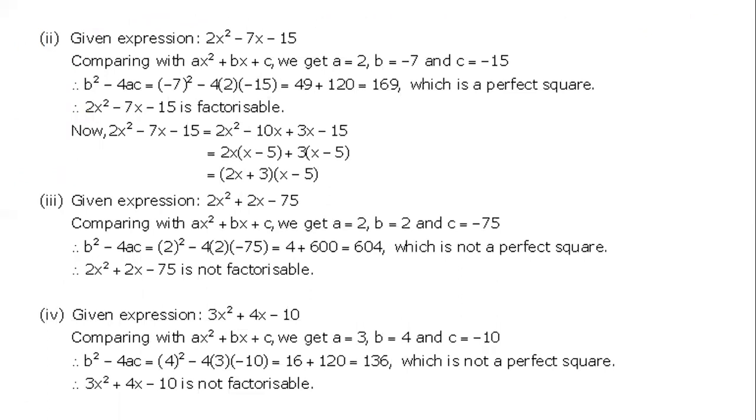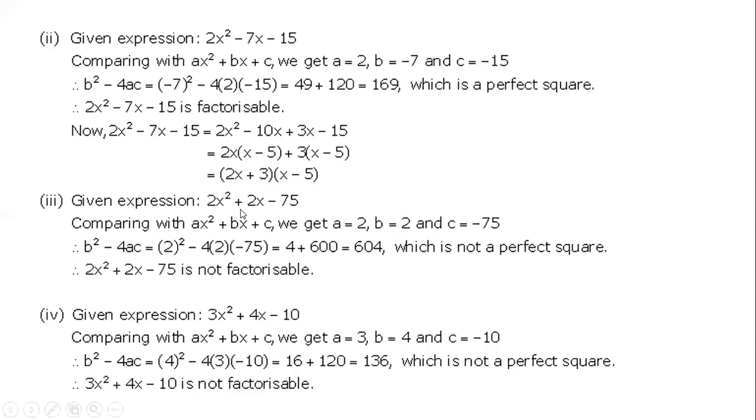Come to the second part. The given expression is 2x square minus 7x minus 15. Again, comparing with ax square plus bx plus c, we get a as 2, b is minus 7, c is minus 15. Find the value of b square minus 4ac, which is 169, a perfect square. So the expression is factorizable. Factorize that expression and our solution is 2x plus 3 into x minus 5.